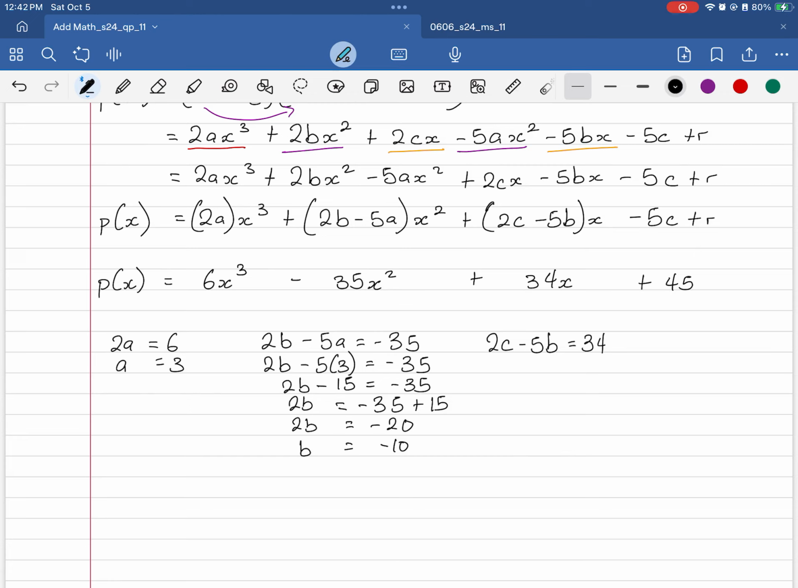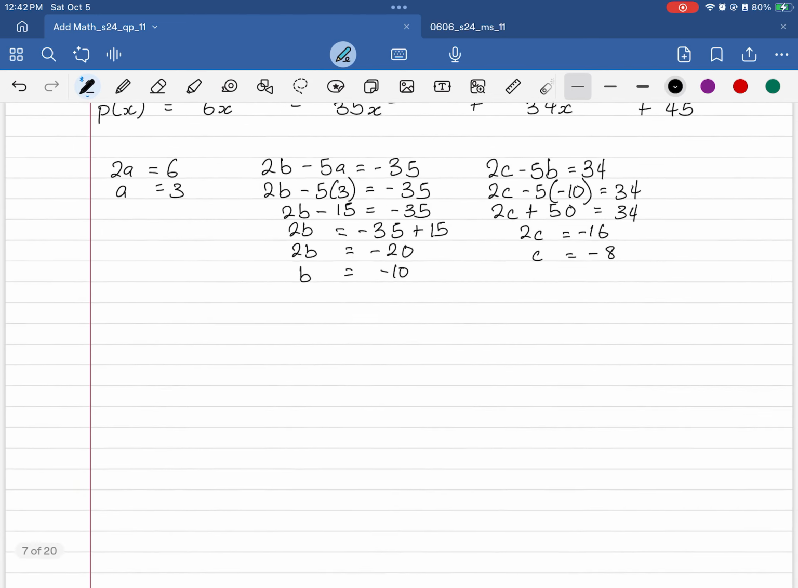Okay, b is minus 10. So 2c minus 5 minus 10 equals 34. So 2c minus 5 times minus 10 is plus 50. So 2c plus 50 equals 34. 2c is equal to, if you subtract 50 from both sides, you get 34 minus 50, which is minus 16. And c is minus 8.